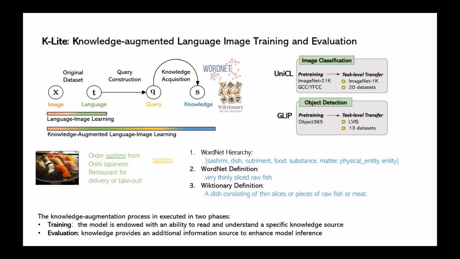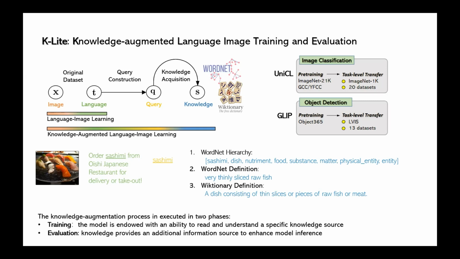So we will apply this knowledge augmentation process to both the training stage and the evaluation stage. Let's use this sashimi as one example. We see that external knowledge provides rich semantics and sometimes common sense to explain the concept. In this example, sashimi has been explained with its hierarchical information or the shape information.